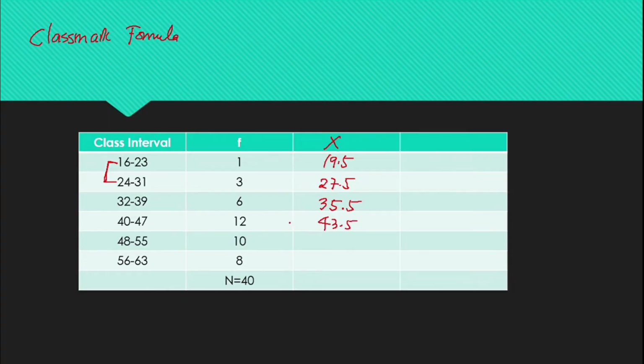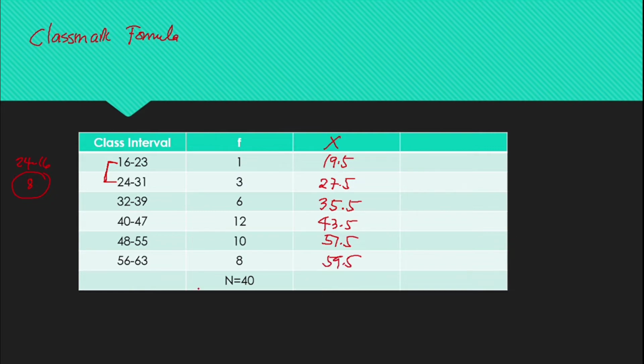Again, how to get the interval of this one? We have 24 minus 16, which is 8. So just adding 8 here would result in the class mark of this particular class interval. So we have 48 to 55, the class mark plus 8, we have 51.5. And this one plus 8, we have 59.5.